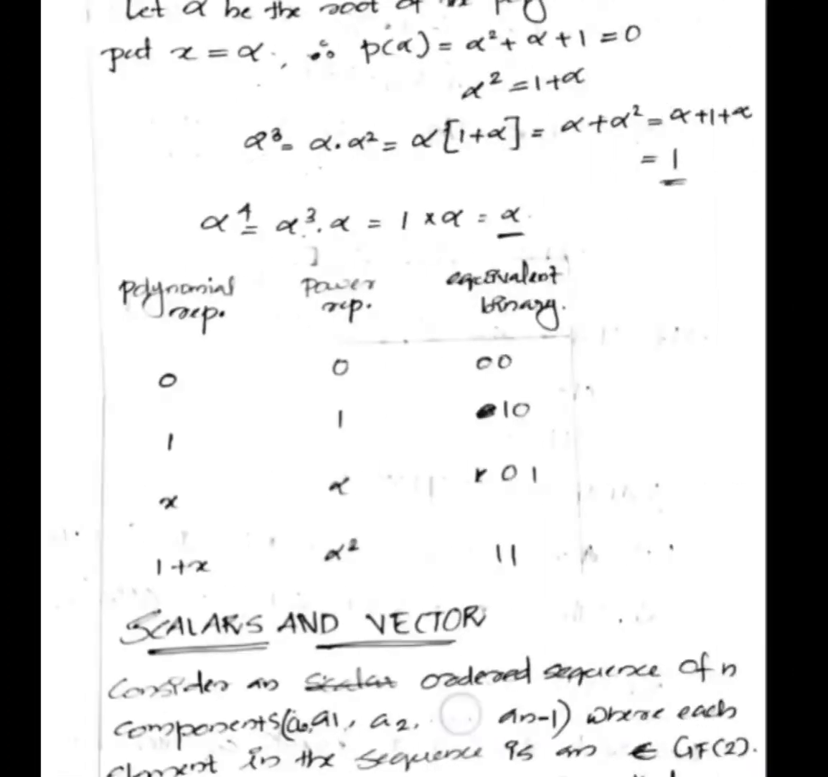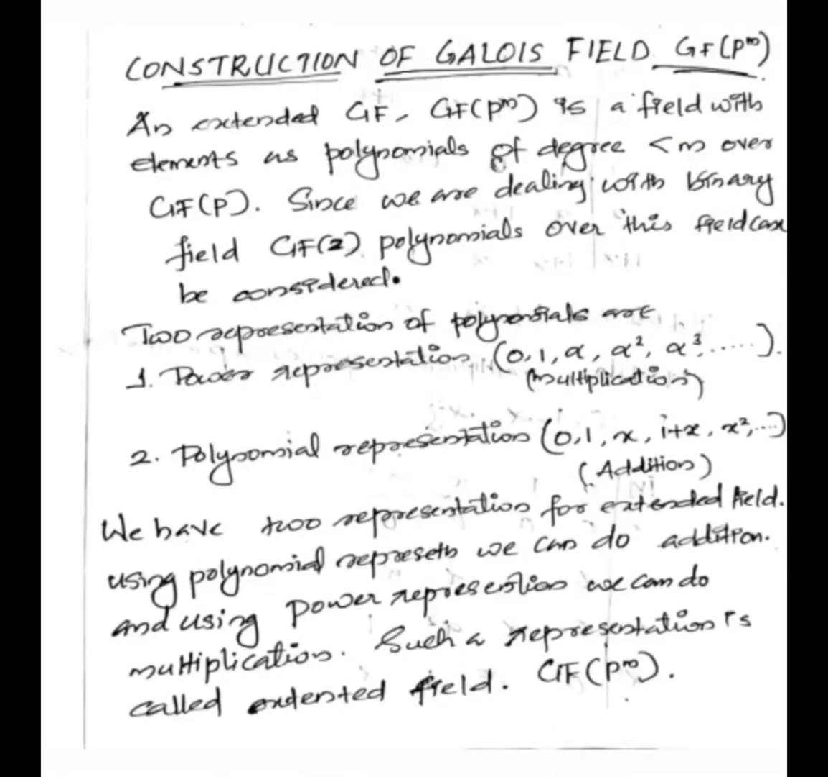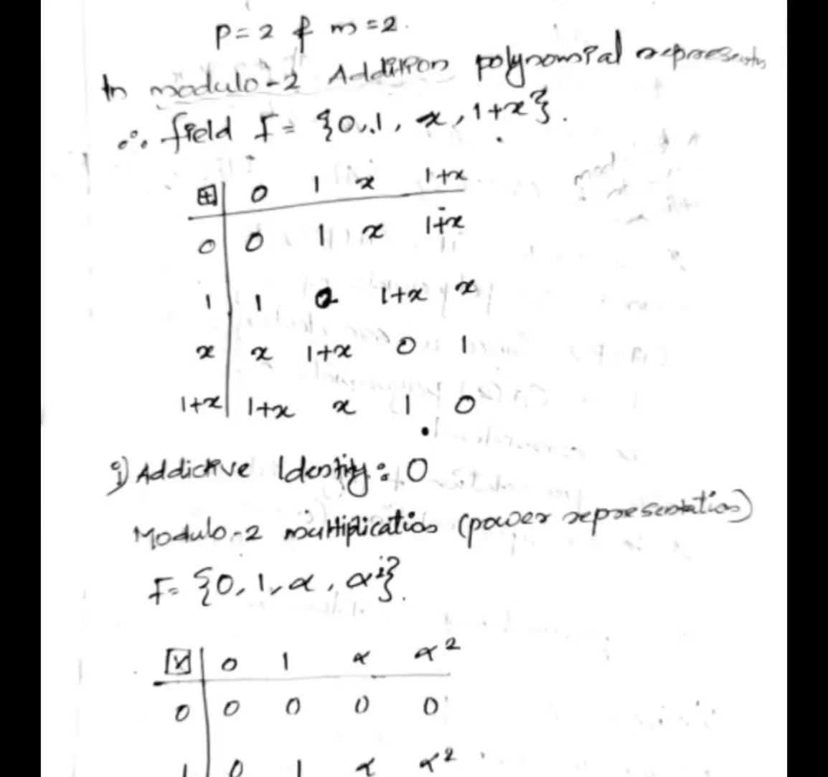Now, that's all about Galois field construction. Okay. So we have constructed Galois field of 4, GF of 4. Now we can construct for GF of 8, that is GF of 2 raised to 3. Okay, so this is a simple example for construction of Galois field.